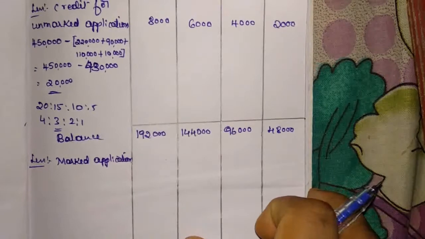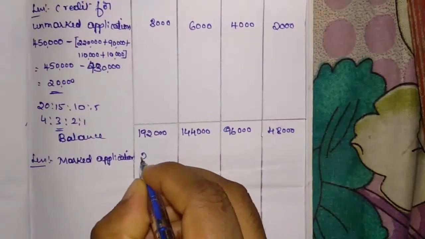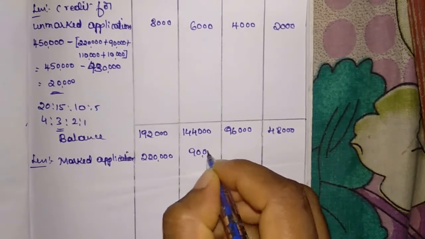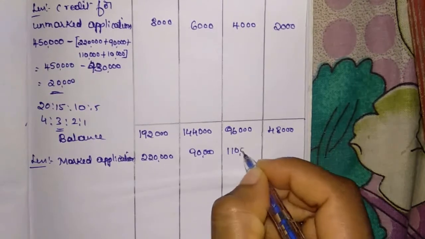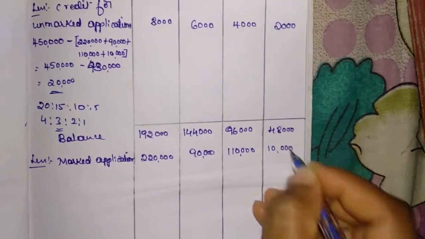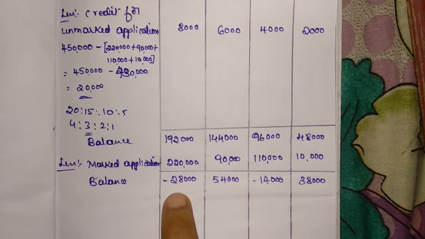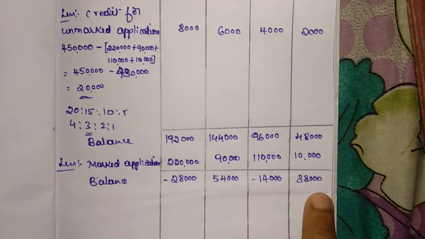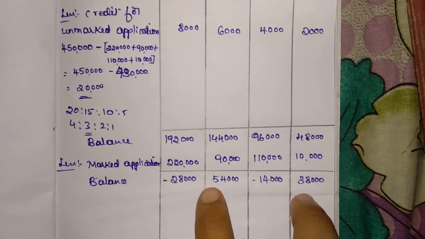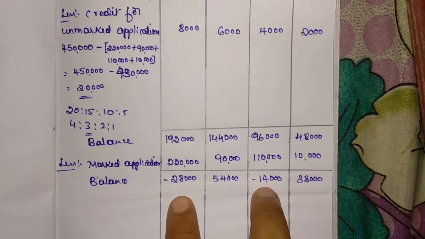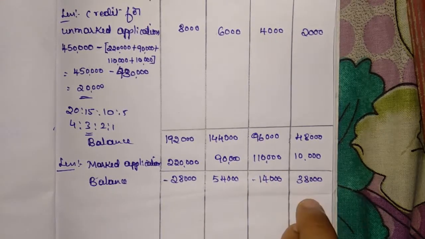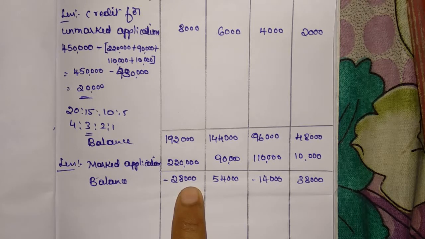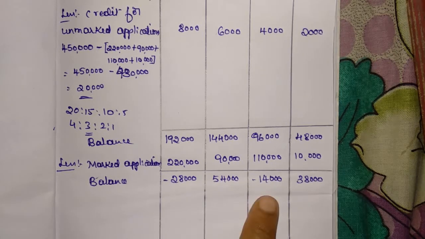Less marked applications of the underwriters: Kamath 2,20,000 shares, Kini 90,000 shares, Prabhu 1,10,000 shares, Pai 10,000 shares. So the balance is 28,000 surplus, 54,000, 14,000 surplus in the second case, and 38,000. So here Kamath and Prabhu are getting a surplus, and this surplus together we have to share among Kini and Pai in order to reduce their liability. So Kamath's surplus is 28,000 shares and Prabhu's is 14,000 shares.